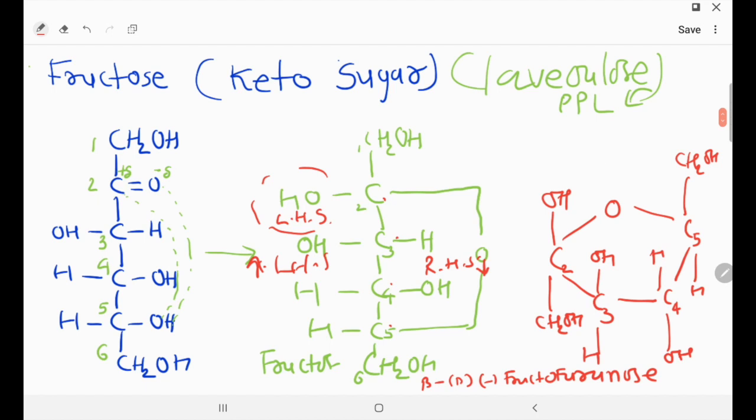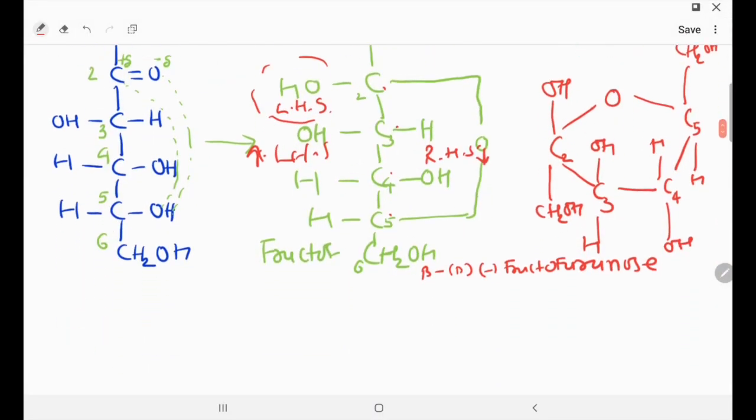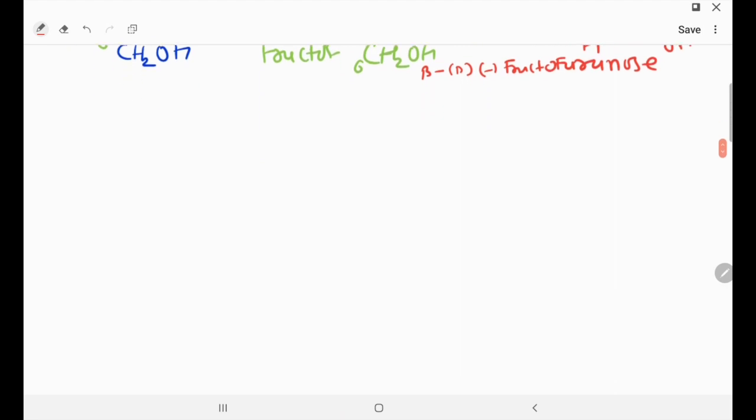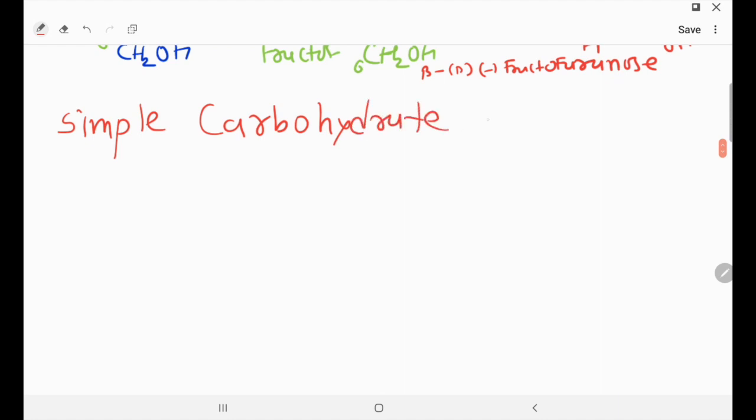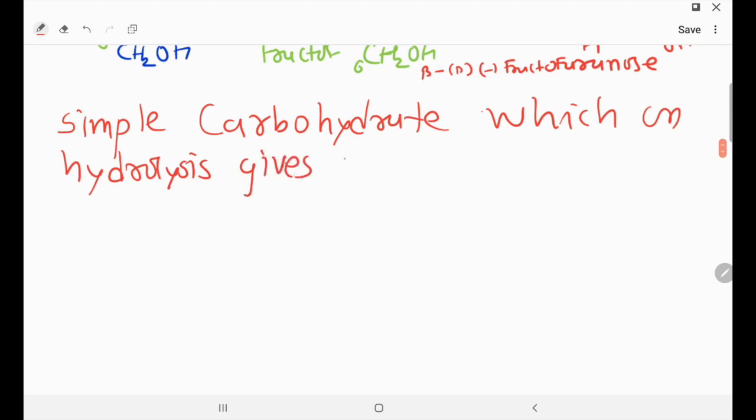So dear students, if you understand these structures, then and only then can you clear your concepts regarding disaccharides. So what exactly are disaccharides? Here we are going to start with disaccharides. See, disaccharides are simple carbohydrates which on hydrolysis give two monosaccharides.